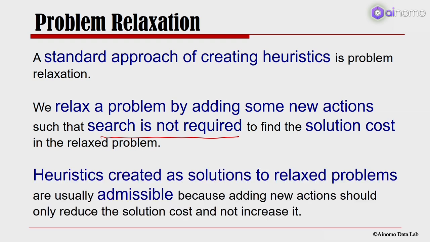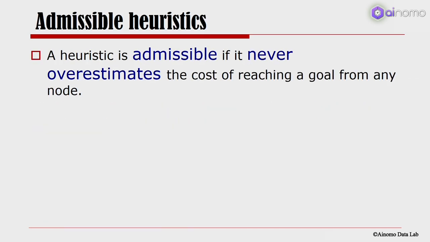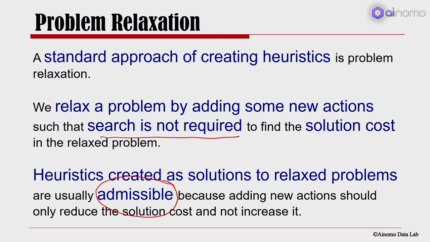Heuristics created as relaxed problems are usually something called admissible. We will look a little while later at what we mean by admissibility of heuristics. But first, let's look at what we mean by problem relaxation. Let us assume that we have the 8 puzzle game. The 8 puzzle game, in terms of its original actions, has only 4 operators, which are just going right, left, up or down.